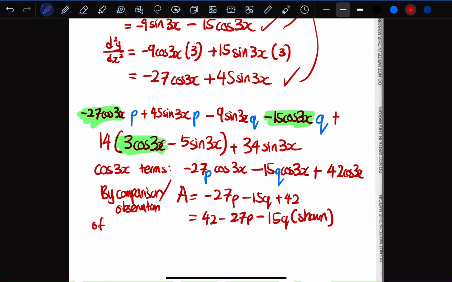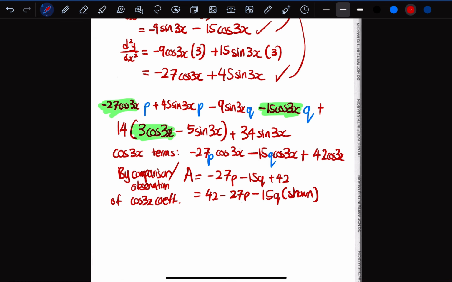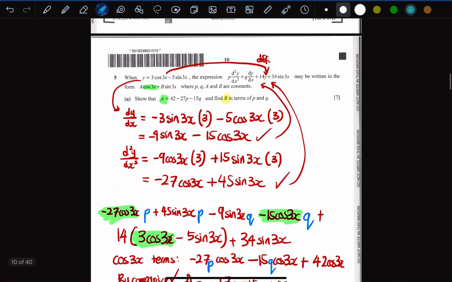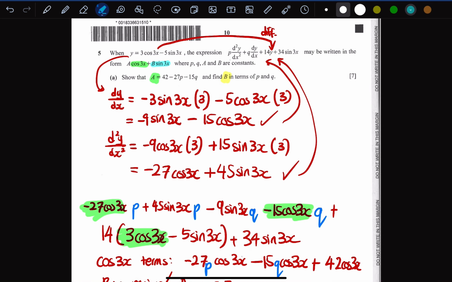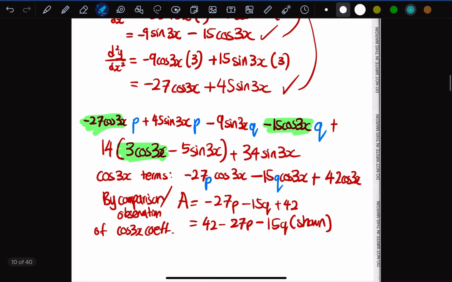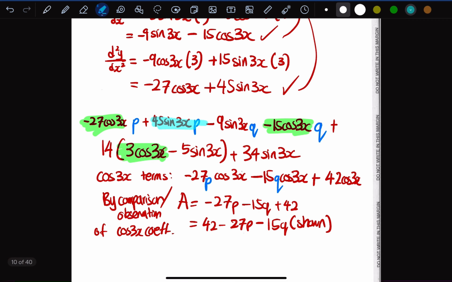of cosine 3x coefficients. Because if you simplify it, there are too many terms already, so you can just do it by comparison over here. Similarly, we can do that for our b terms, because our b in this case, you can see it belongs to our sine 3x. So for our sine 3x, we can see it is 1, 2, 3. Don't forget you need to multiply the 14 and 4.